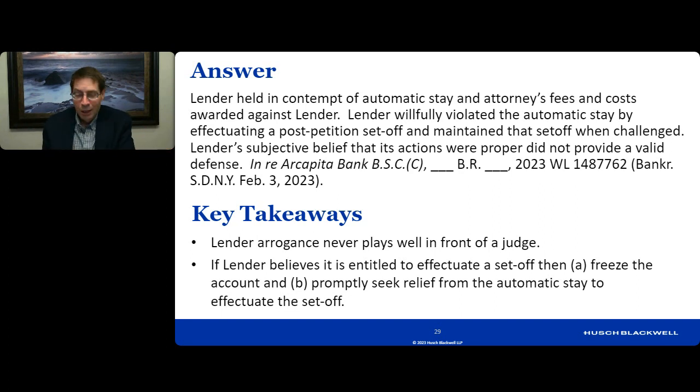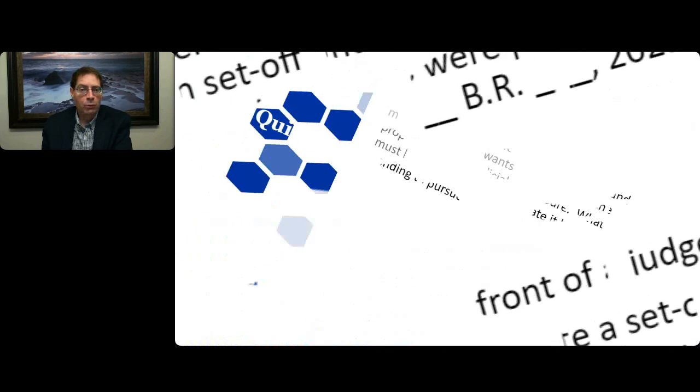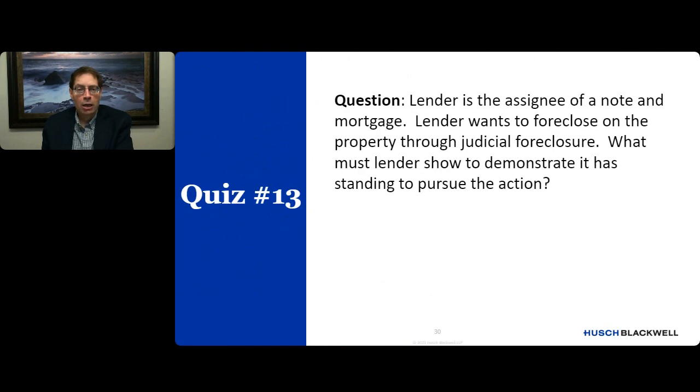We are about out of time, and I know we're not going to get through all of these quizzes. Let's do this last one because it gets into a basic situation. You have a lender who's an assignee of a note. The lender wants to foreclose on the property through judicial foreclosure. What do you have to do to show that you have standing to foreclose?